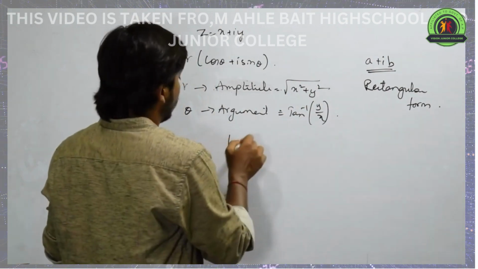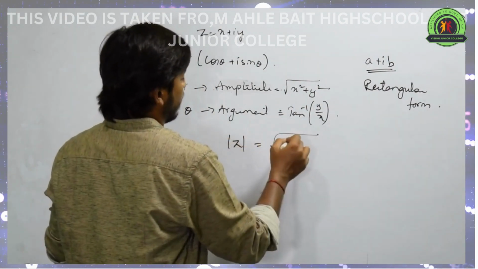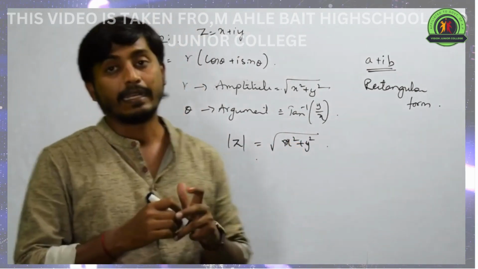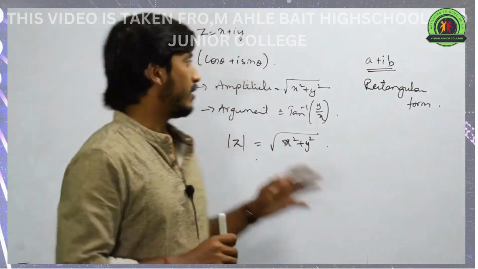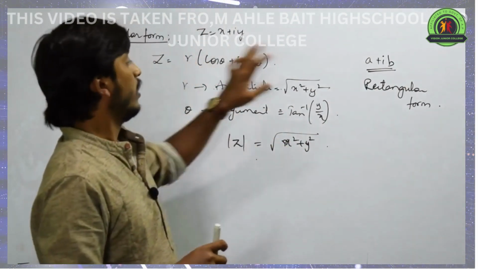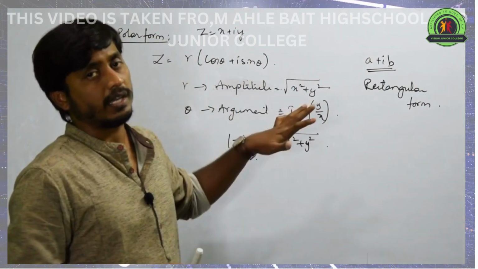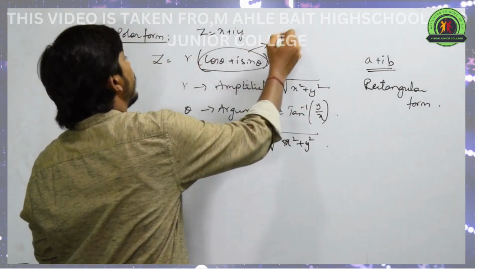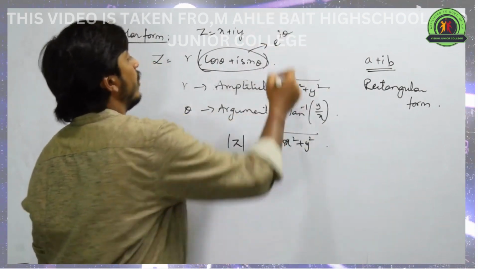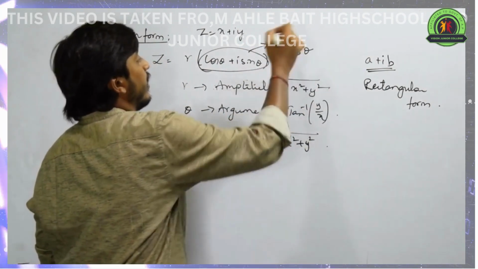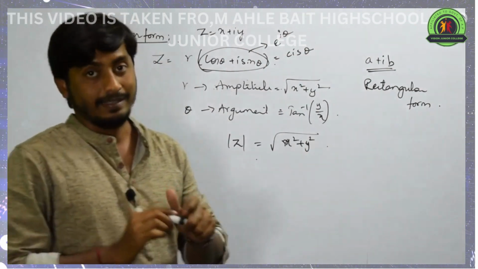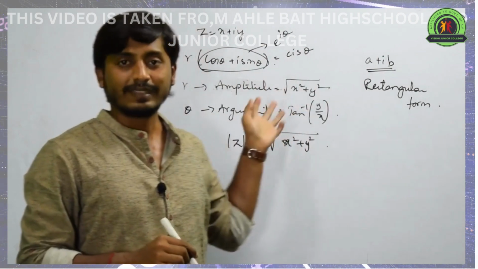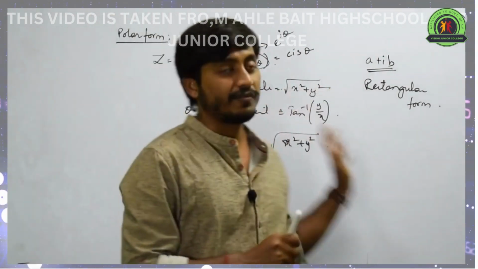Then the magnitude of z is given by, again the same, x square plus y square. This is called the magnitude. Based on this, we will convert rectangular form to polar form and polar form to rectangular form. This particular term is popularly called e power i theta, or simply cis theta. We will completely discuss this statement in our next chapter. Is it clear?